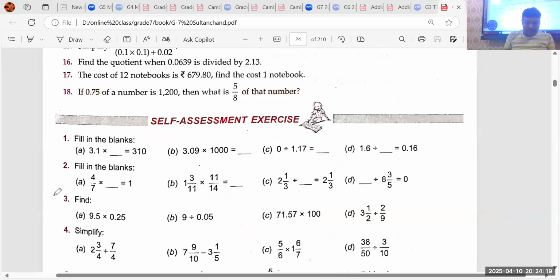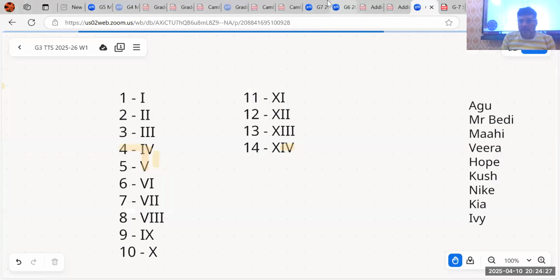So the next topic is rational numbers. What do you understand by rational numbers? I'll start today. What do you understand by rational numbers?